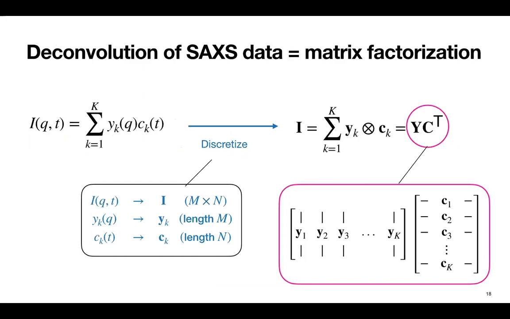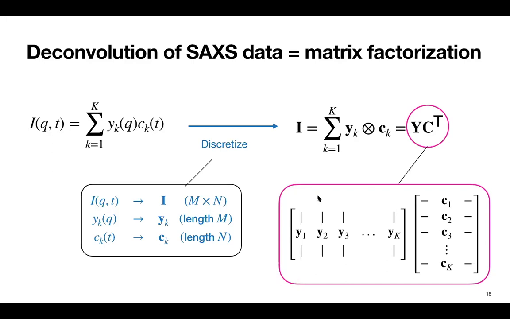This is made a little easier when you think about it in terms of linear algebra. You can simply discretize these functions, which is natural because you measure at discrete values of Q and discrete values of time, for example. Then this just turns into a matrix product equation. The intensity is now a two-dimensional matrix with rows are Q and columns are time. This is now just the product of two other matrices, Y and C, where Y has the component scattering curves as its columns, and C has the concentration profiles as columns.